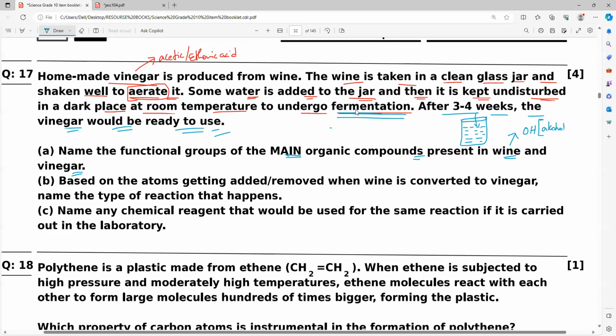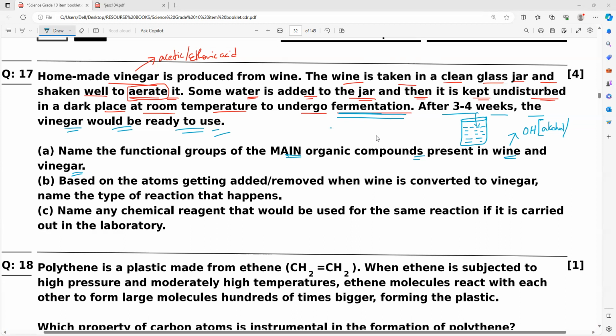Alcohol, we can also call it by another name. Can you tell me? While teaching I have taught you. Alcohol is also called something else. OH we can also call it something. You have written it; if you see your classwork, you will find it. Particularly while I was teaching the functional group, you might have written it. Check it. Hydroxyl group.